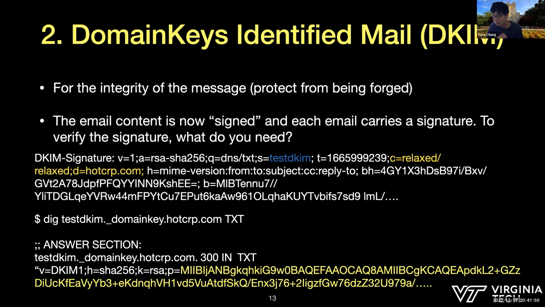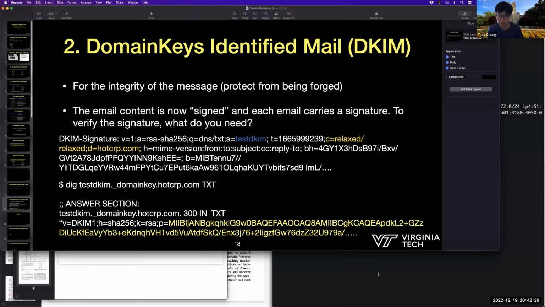So in the email signature, you can find the location of the public key that you can use to verify the signature, right? So this is just a quick example of the signature in the email header. The selector is the key name, and the domain name is hostcrp.com. So in that case, you can combine these two values together to get the actual key name of the public key that signed this email. Let me show you another example here.